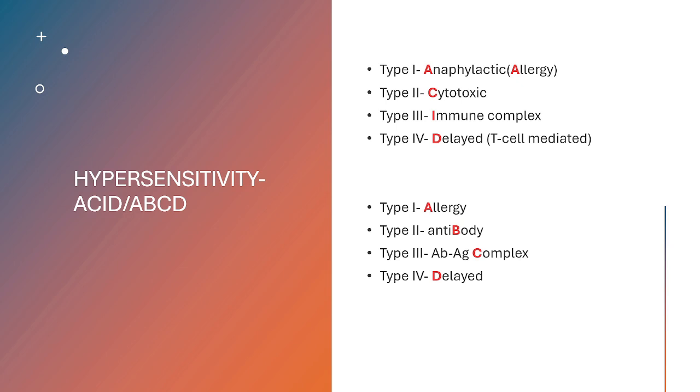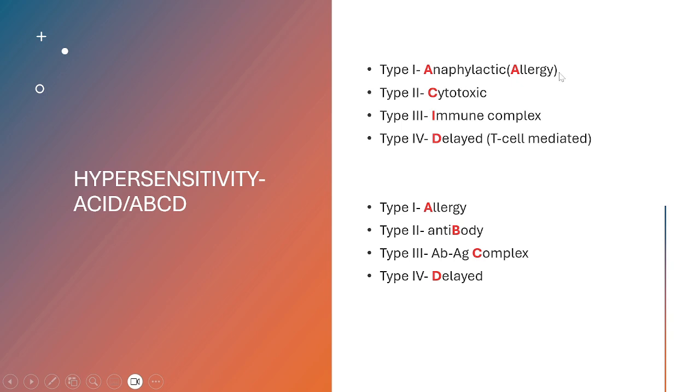So before I end the video, let's discuss hypersensitivity. I said that I have a helpful mnemonic like ACID or ABCD. So we know there are 4 hypersensitivity reactions: 1, 2, 3, 4. In ACID, A stands for anaphylactic or allergy, C stands for cytotoxic, I stands for immune complex, and D is for delayed, or T cell mediated, while type 1 is mediated by histamine.